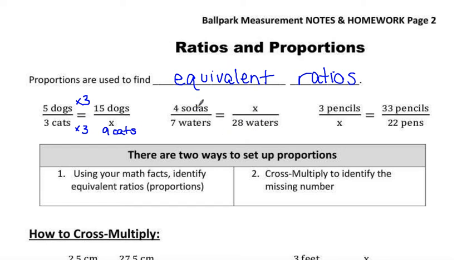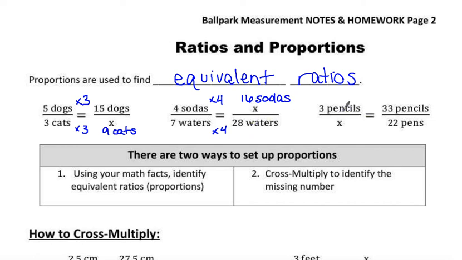So I have sodas compared to water. So I know both waters, so how would I get from 7 waters to 28 waters? Well, I'm going to multiply by 4. If I multiply by 4 on the bottom, I have to multiply by 4 on the top. 4 times 4 is 16 sodas. So the ratio is now 16 to 28.